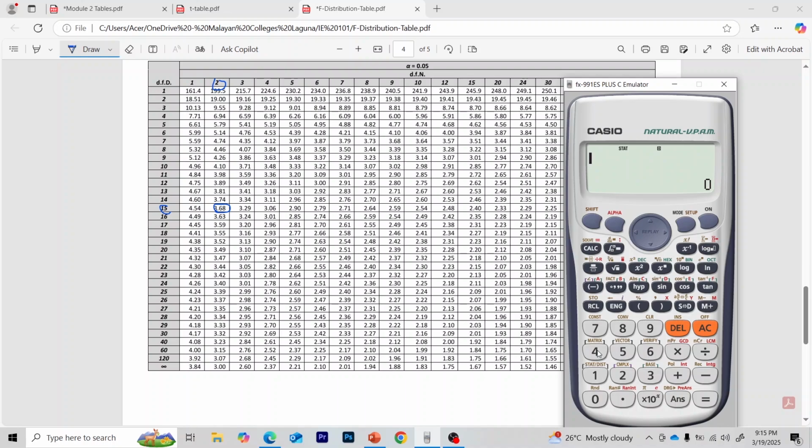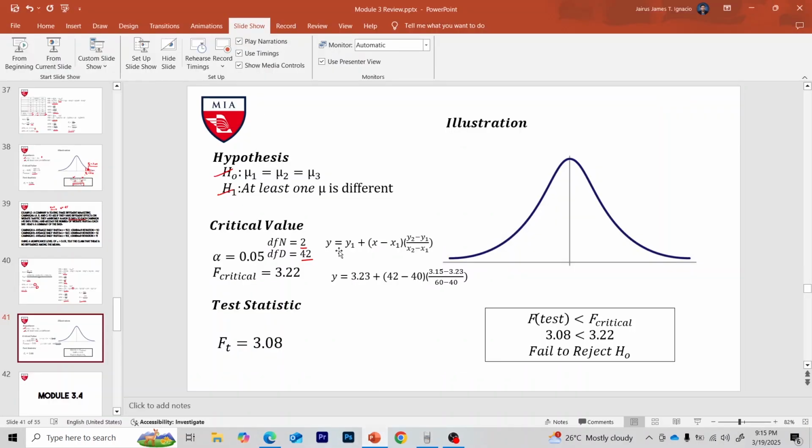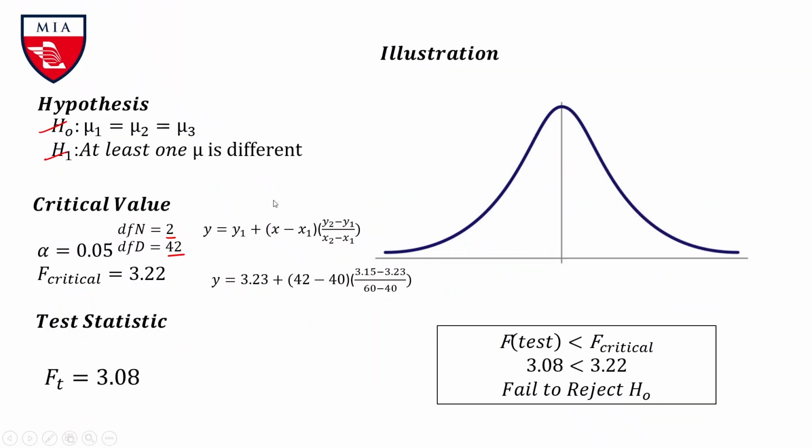And please enter the desired x. So we have 42. So we need to find the what? Value in terms of 42. So enter 42. Go to shift. Press 1. Go to number 5 for regression. And select number 5 for our y hat. Okay. And click enter or equal. So we have 3.22. So they are just the same as our interpolation in terms of manual calculation. So we have what? F critical is equal to 3.22. And our F test statistic is 3.08.